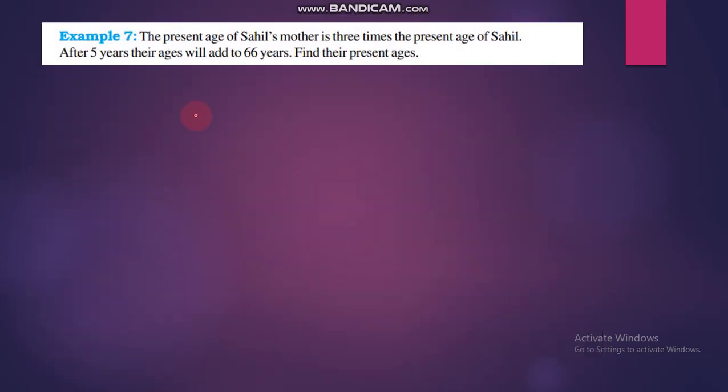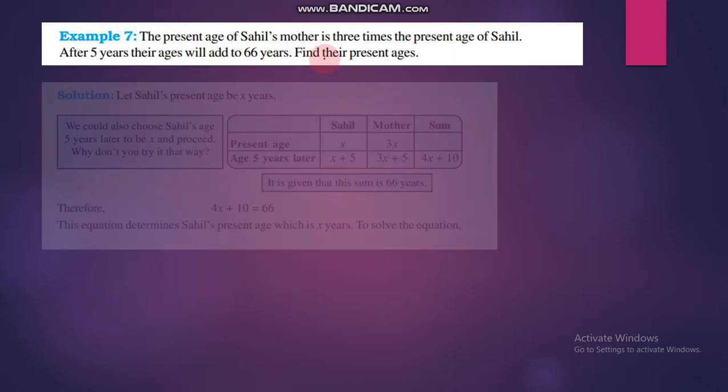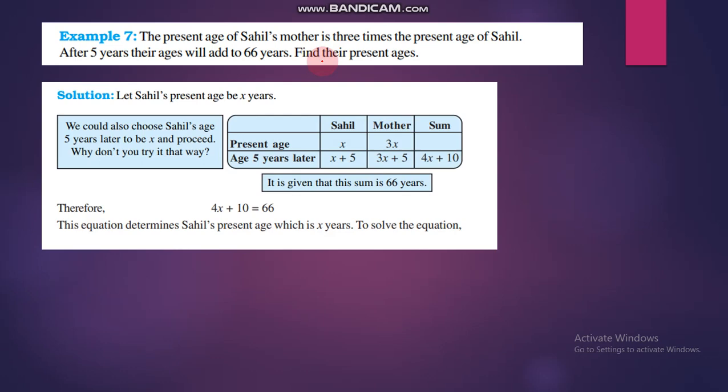The present age of Sahil's mother is 3 times the present age of Sahil. After 5 years, their ages will add up to 66 years. Find their present ages. Now here we don't know the present age of either of them, so let's assume the present age of Sahil as x. Sahil's mother's age is 3 times Sahil's age, so it is 3x. After 5 years, we have to add 5 to the present age. So x plus 5 and 3x plus 5 are the ages of Sahil and his mother after 5 years.